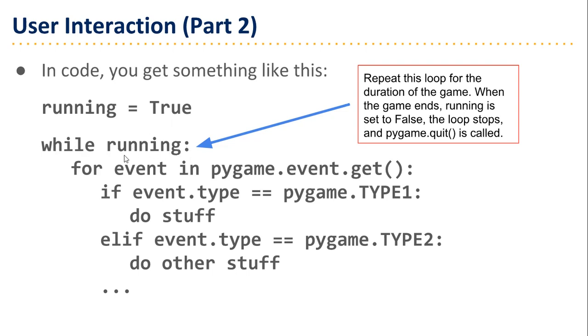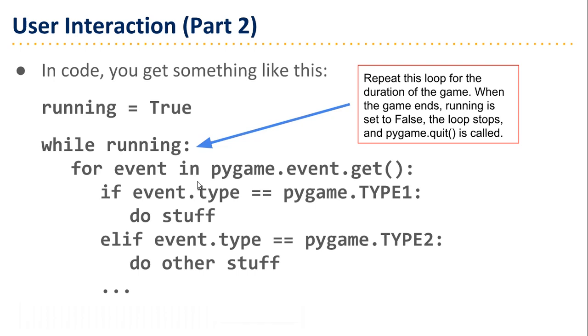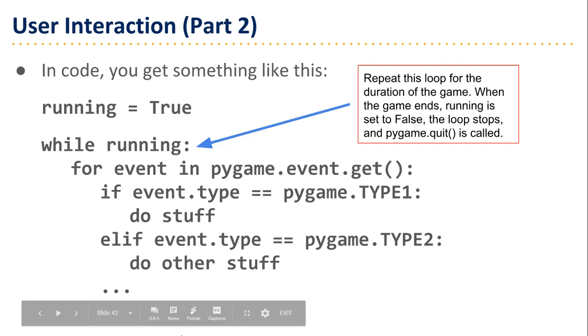And so while running, while true, we'll make sure that this loop continues to execute for the duration of our game. And that's how we get the part of our algorithm where we make sure this goes on and on and on until the game ends. And then when our game is over, we can just set this running variable to false, and then the loop will no longer execute, and we can close Pygame down.